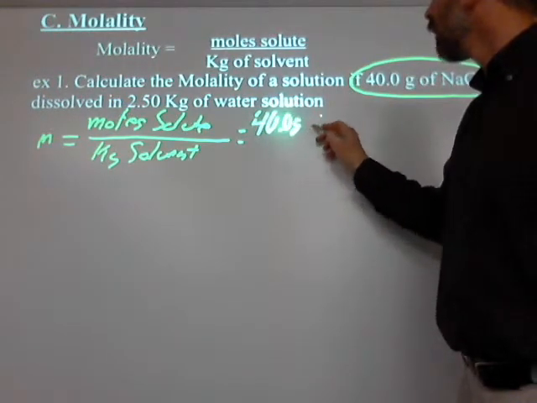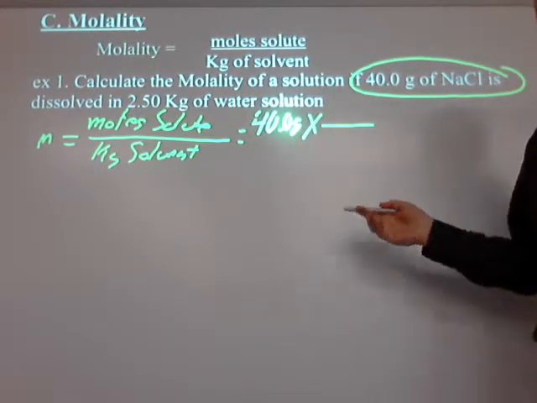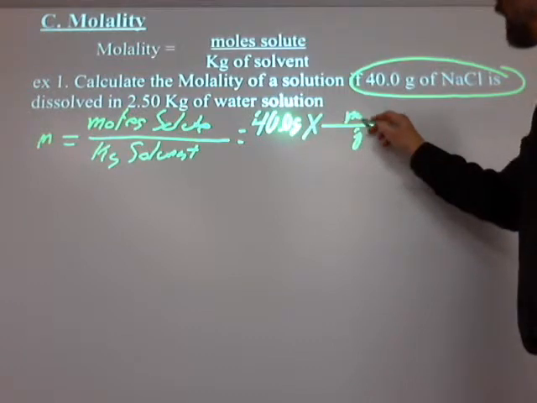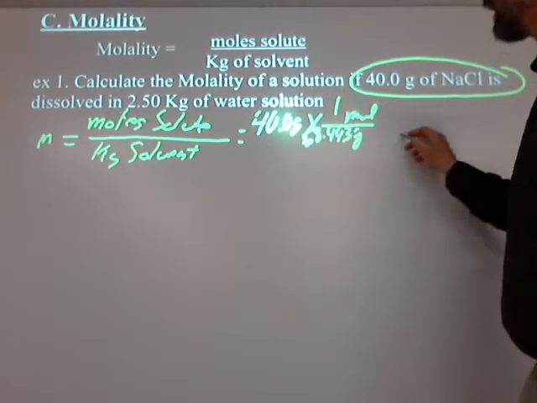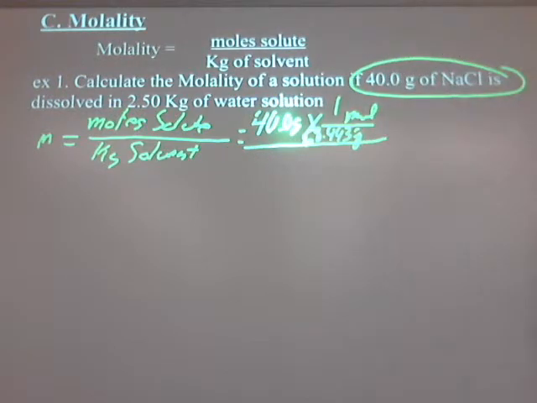40.0 grams and convert it to moles. We all know how to do that. Grams on the bottom, moles on the top. 1 mole contains 58.443. Where did I get that 58.443? I added that Na and Cl. Just added them up.